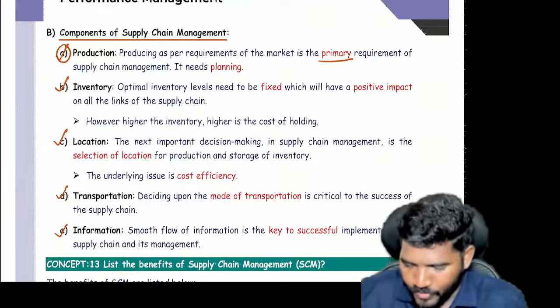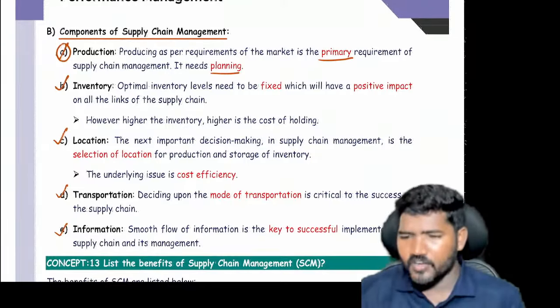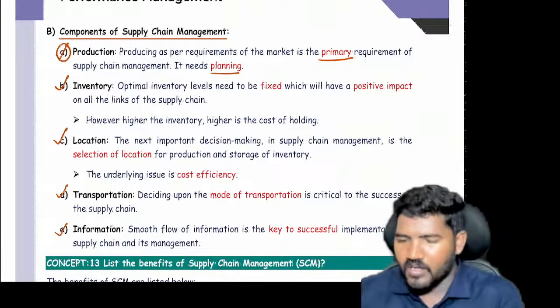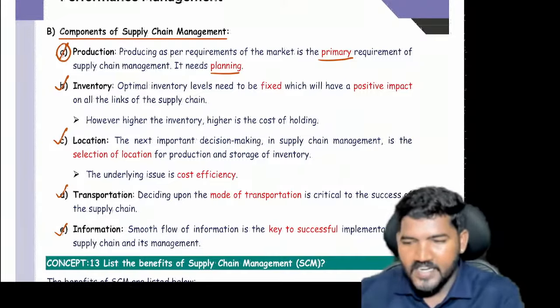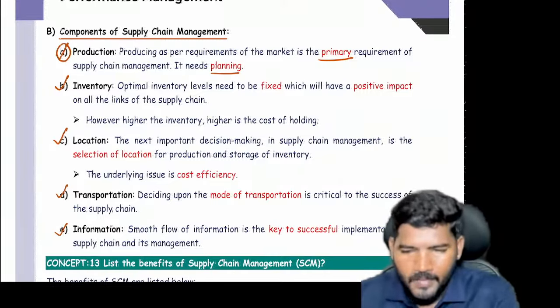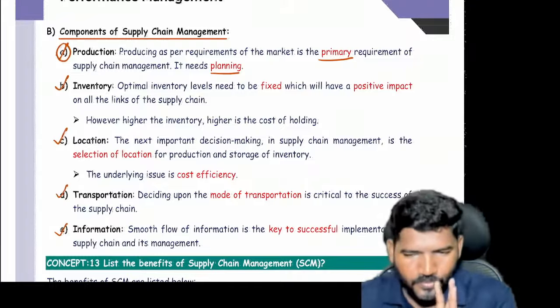So for production, it needs planning. Automatically, that's why they take orders first. Based on orders only, the manufacturer will do the manufacturing. That is nothing but production.